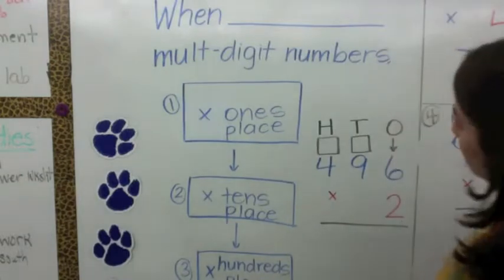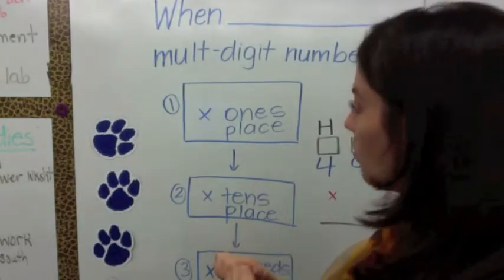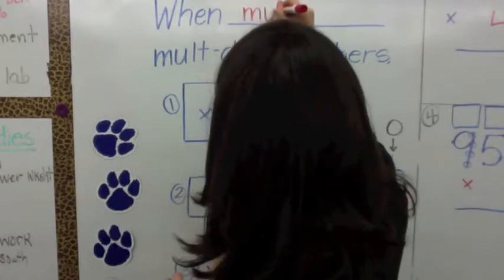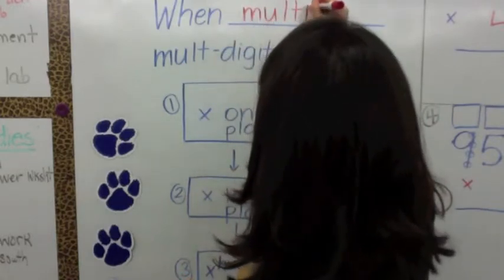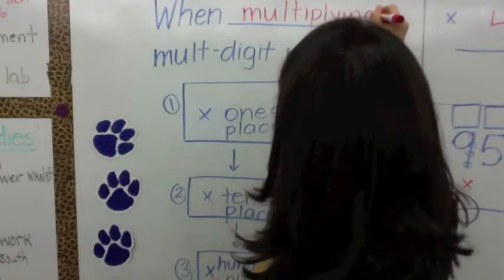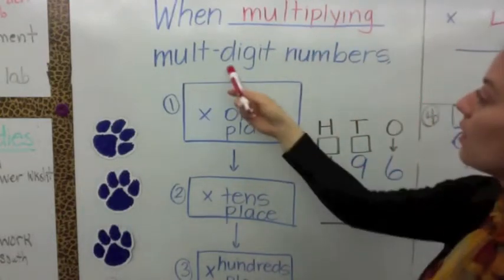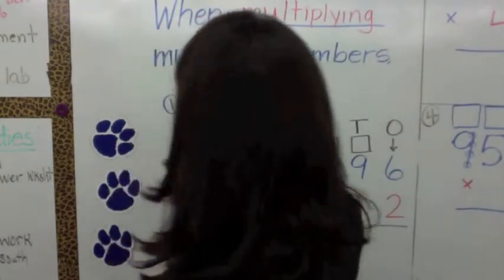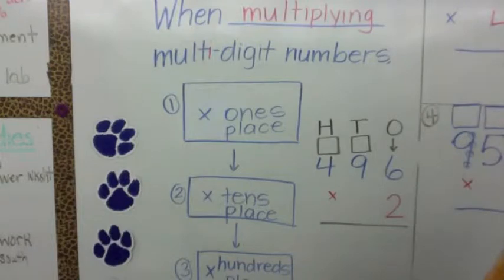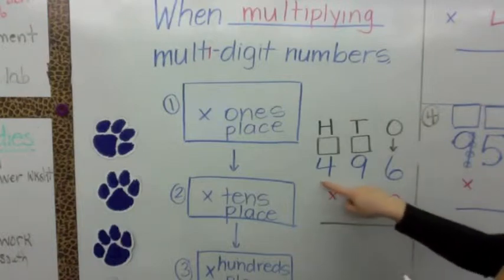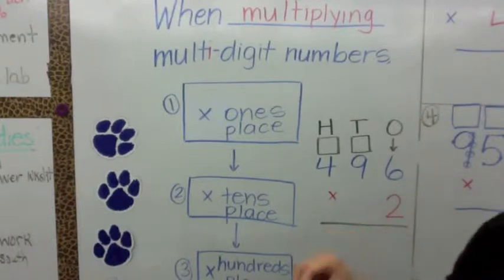So, it's important to know that when you are multiplying, let's write the word multiplying. When multiplying multi-digit numbers, remember, multi means more than one, okay? So instead of single digit like 6 times 2, now it's going to be 496 times 2. That's the top number is a multi-digit number, okay?